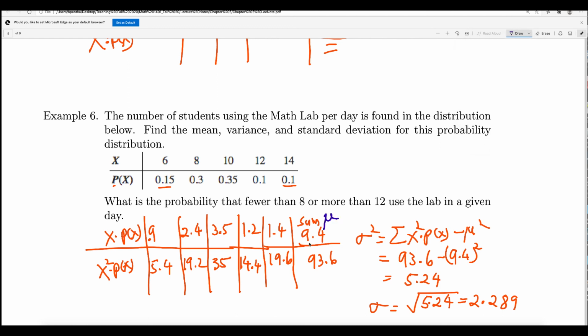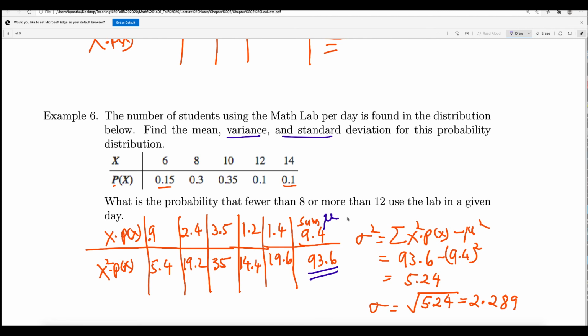Now to find the variance or the standard deviation, you need to find x squared times P(x). How do you do that? You do 6 squared times 0.15, 8 squared times 0.3, 10 squared times 0.35, 12 squared times 0.1, and so on. If you add these, you get 93.6.